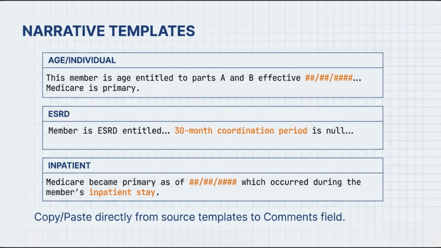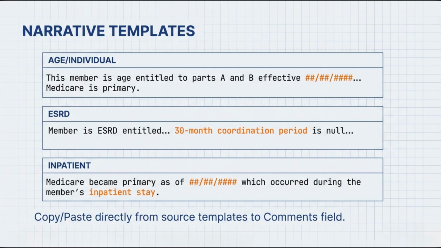All right, narrative templates. These are your secret weapons for maintaining consistency and smashing those accuracy goals in the comments field. First up, age individual. This template is a go-to for standard Medicare primary situations. You've confirmed the member's Parts A and B effective dates, right? Then you simply populate those dates. It clearly states Medicare is primary. No ambiguity, no room for error. We love clarity in COB.